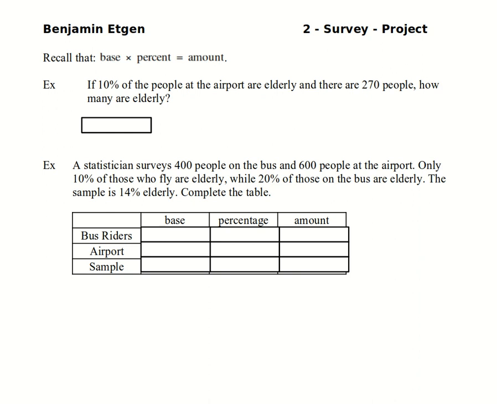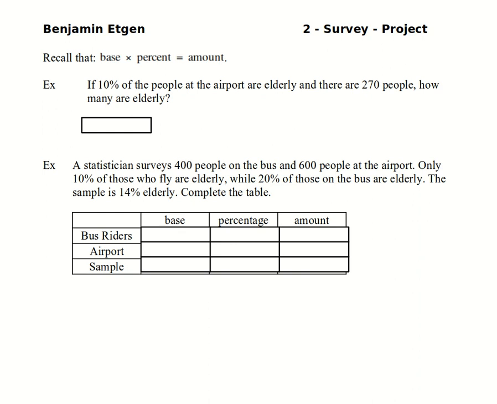Okay, let's take a look at our second project. This is how to create surveys that have the correct percentage of people. So the first thing I'd ask you to remember from an algebra class is that base times percent is amount. So let's look at a simple arithmetic example of that.